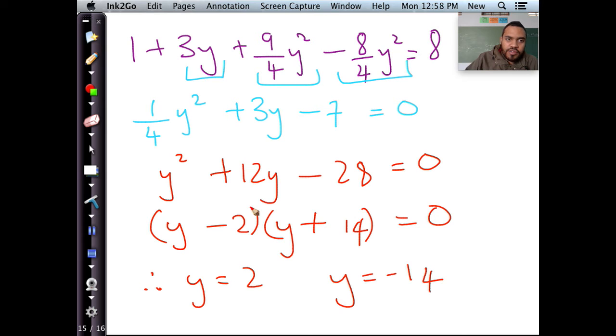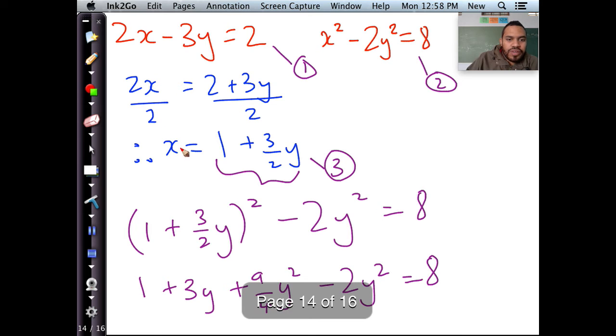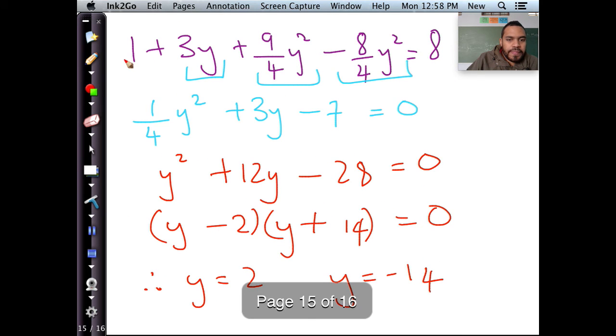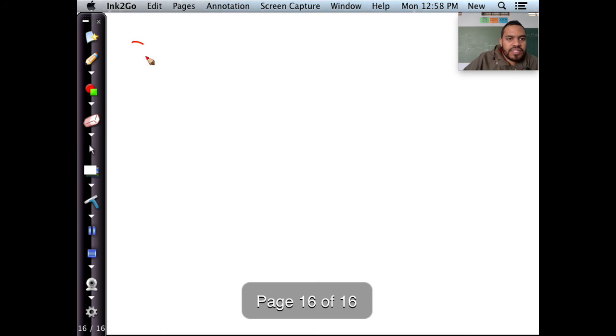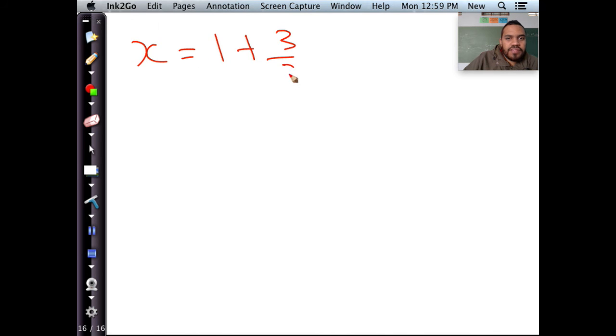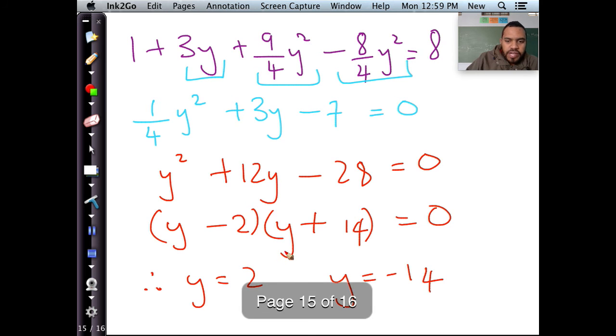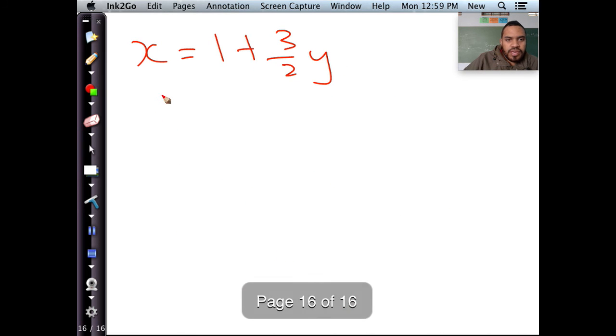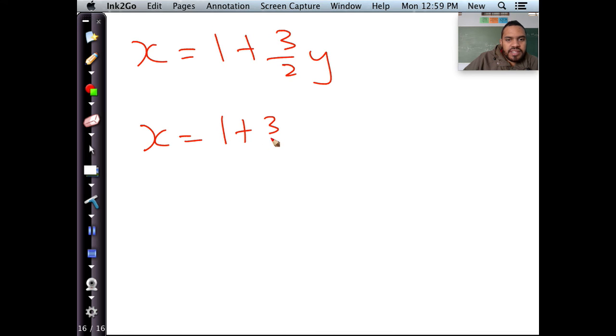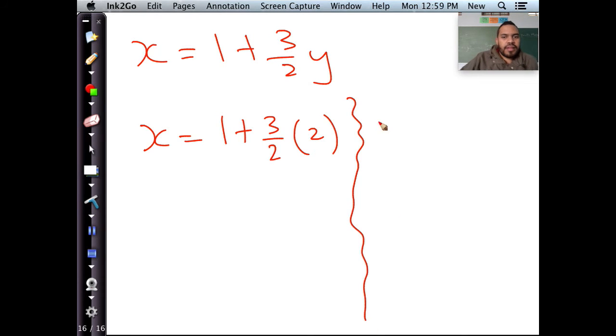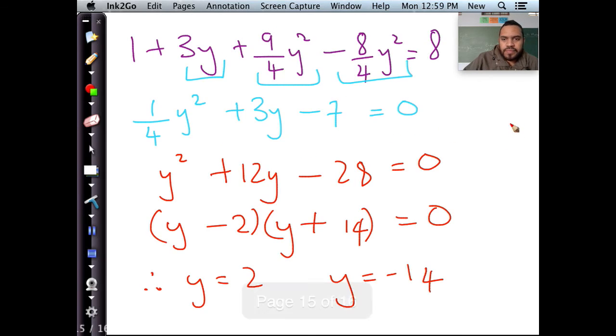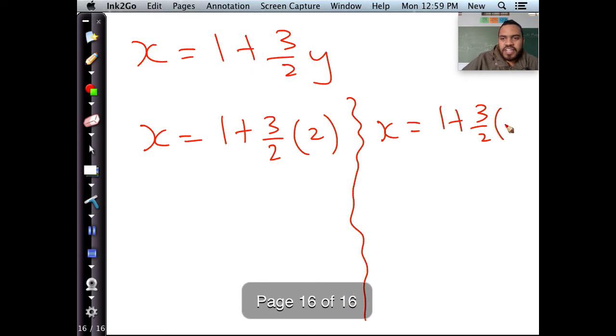So now we go back to any one of the two equations, and we substitute in this y value and we solve for x. So you saw here x is equal to 1 plus 3 over 2 y. That was what we derived. We're going to take each of our y's, which is 2 and minus 14. So here I'm going to say x equals 1 plus 3 over 2 multiplied by 2. And the other one was x equals 1 plus 3 over 2 times negative 14.